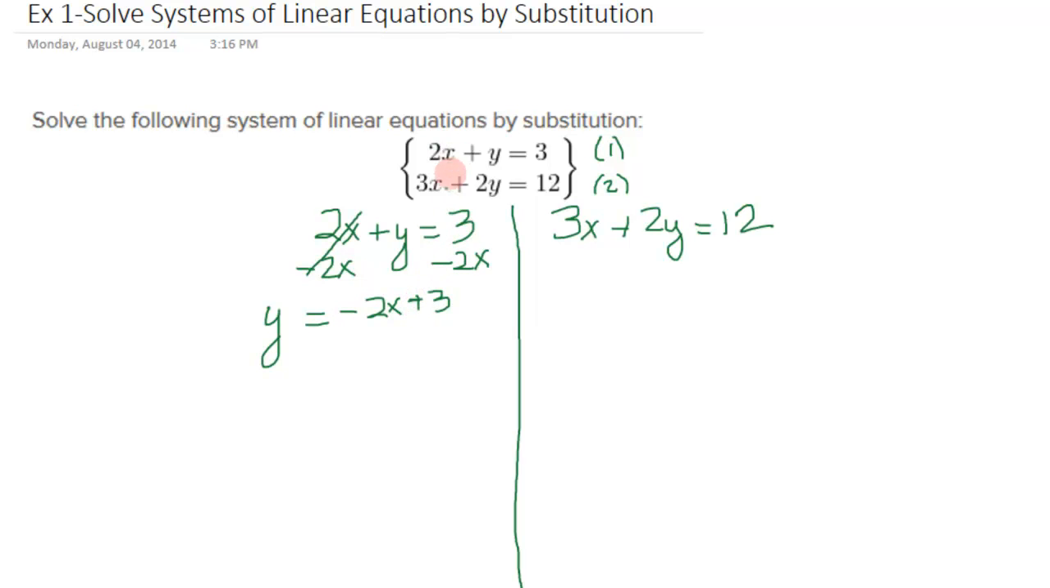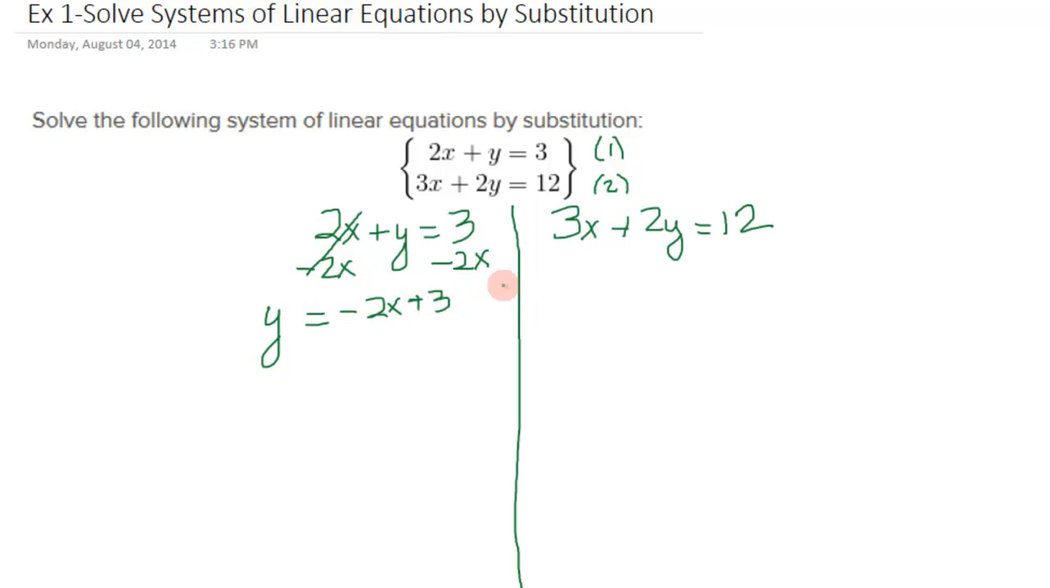Your first step is to look at your two equations. If there's one where you have a variable by itself, take that equation and write it on the left-hand side of your paper. Take the other equation and write it on the right-hand side. On the left side, you are going to solve for the variable that's alone. So we solve for y.